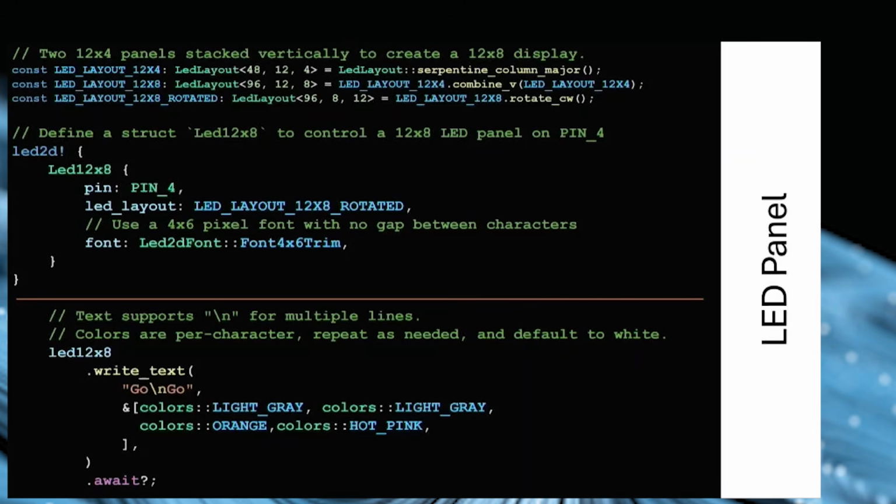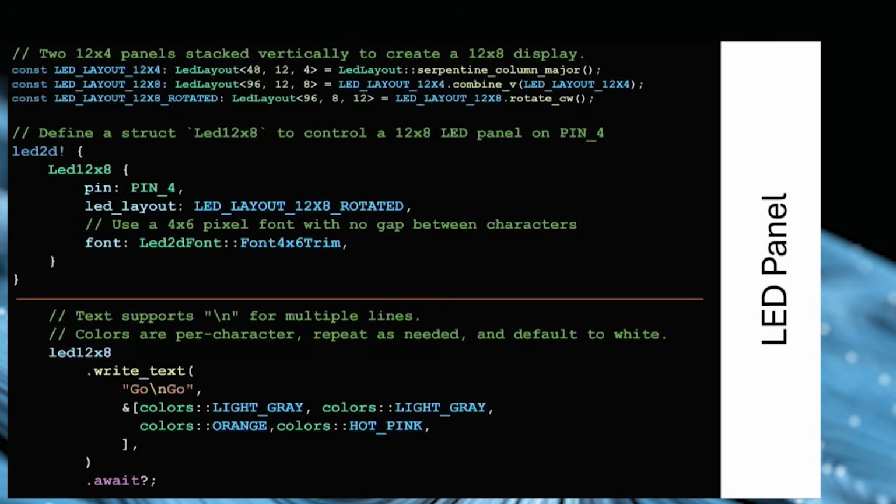Now that we have that, we're going to use a new macro called LED2D to define a struct called LED 12 by 8 that also connects to pin 4. It uses the layout we just said, and we can specify a font that it uses. And the library has a bunch of fonts that it imported, most of them from the Smart LED library, except we also have a version of all the fonts called Trim, where we have the letters packed together, no space in between them, which is useful for these very small displays.